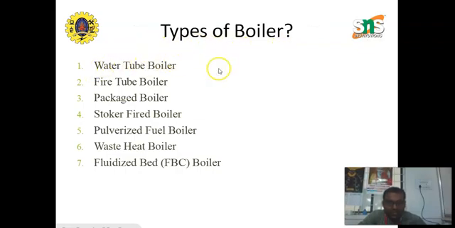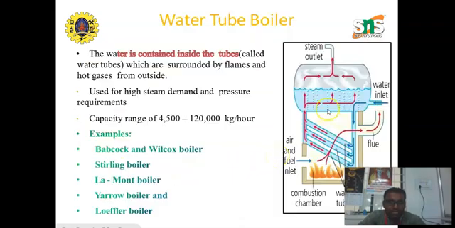There are various different types of boiler. Some of them are water tube boiler, fire tube boiler, packaged boiler, stoker fired boiler, pulverized fuel boiler, waste heat boiler, fluidized bed boiler. First one is the water tube boiler, as it is shown in the figure.